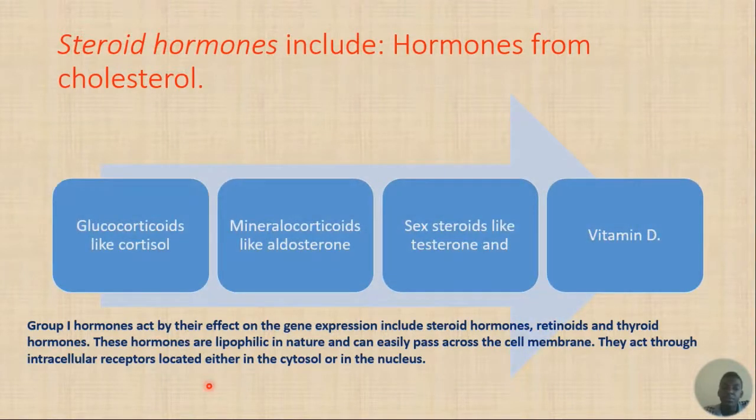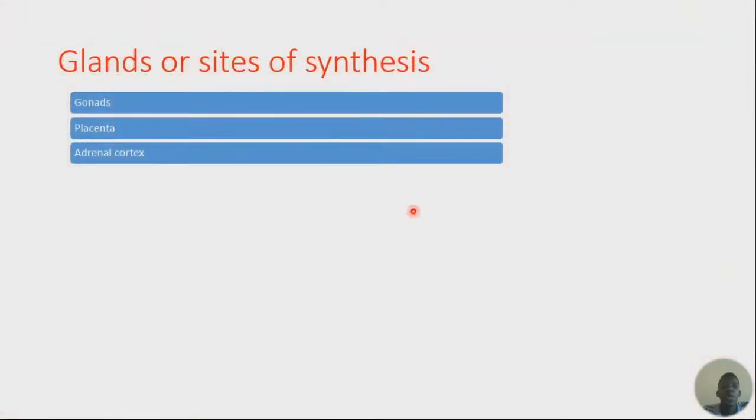Now, the steroid hormones are basically these four. We have the glucocorticoids like cortisol, the mineralocorticoids like corticosterone and aldosterone, the sex steroids like testosterone, and vitamin D. That is also a steroid hormone. They are derived from cholesterol.